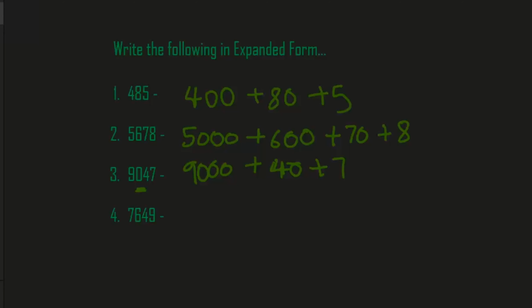And finally, 7,649. 7,000 plus 600, because of the 6 there, plus 40, and finally plus 9. So that's how you do expanded form problems.